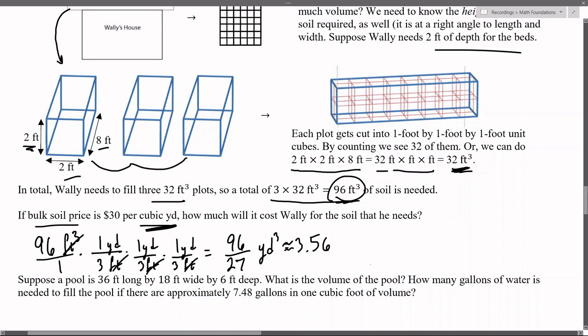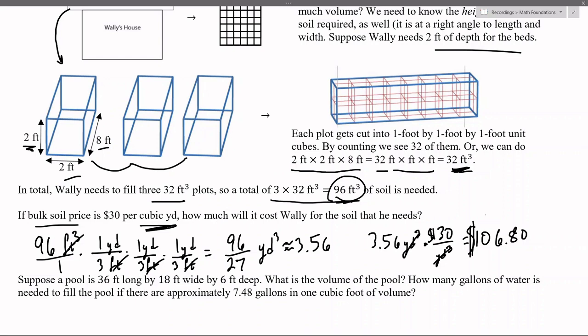And if he has $30 per cubic yard, 3.56 cubic yards times $30 per cubic yard. And that gives us our dollar amount. $106.80 approximately, with that 3.56 approximation there. That's how much it'll cost him to fill these raised beds.